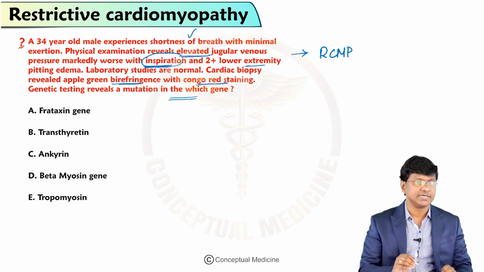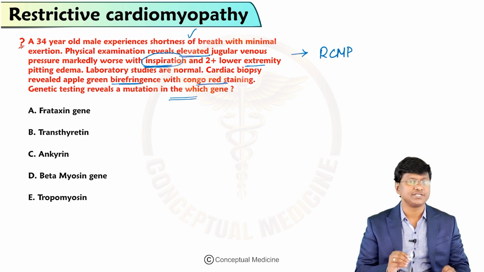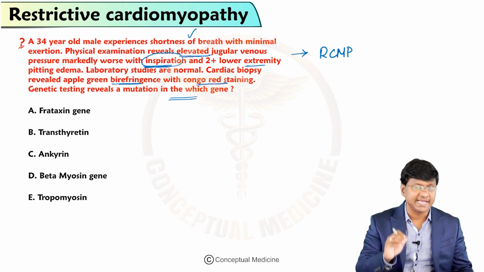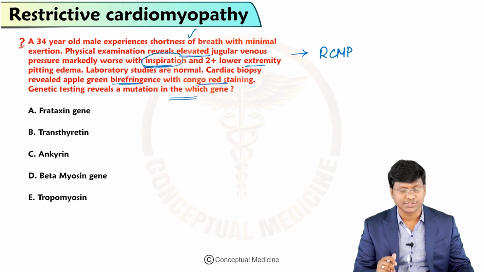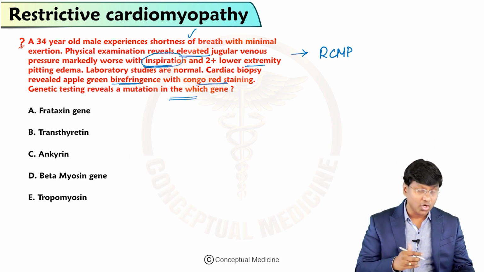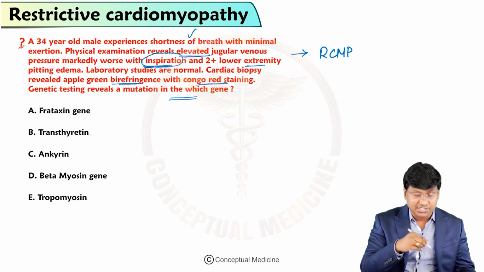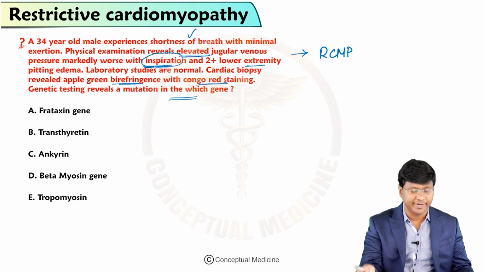And laboratory studies are normal, but the biopsy, if you have done, shows apple green birefringence with Congo red staining, which is characteristic of amyloidosis. So among the options given to you, which particular gene mutation will cause amyloidosis resulting in restrictive cardiomyopathy?